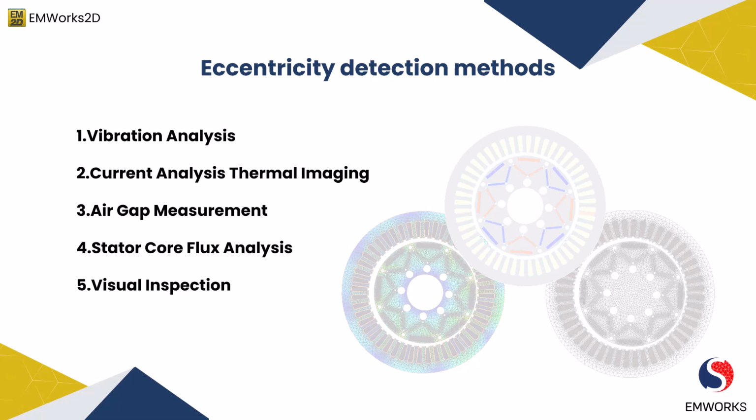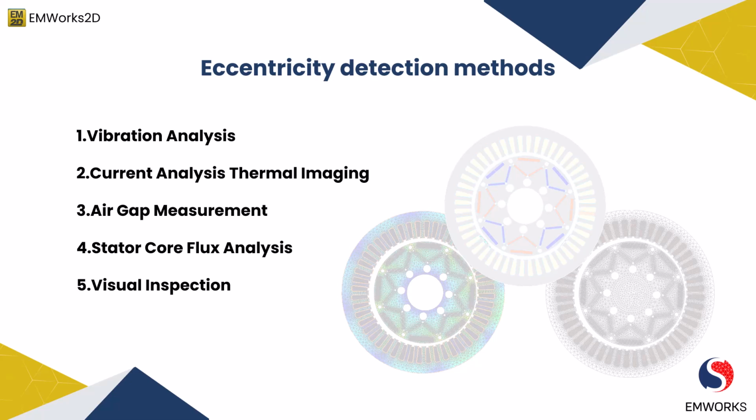Next, we have air gap measurement. Eccentricity often results in uneven air gaps between the rotor and stator. Measuring the air gap using specialized equipment such as air gap sensors or feeler gauges can help identify variations in the air gap and indicate the presence of eccentricity.